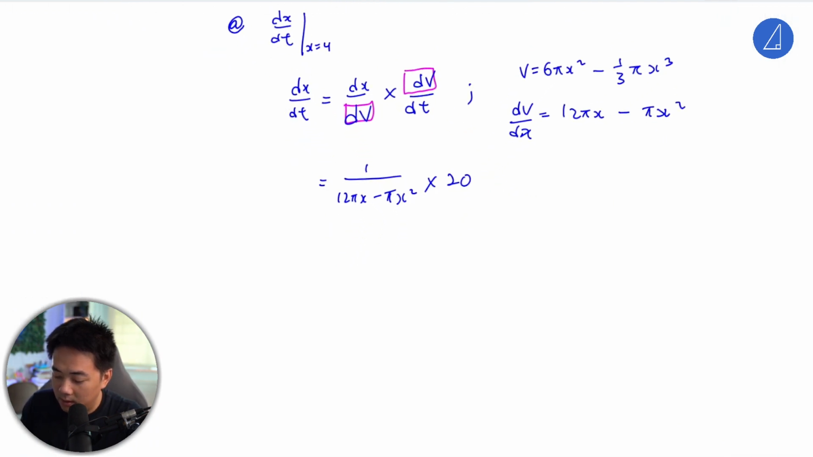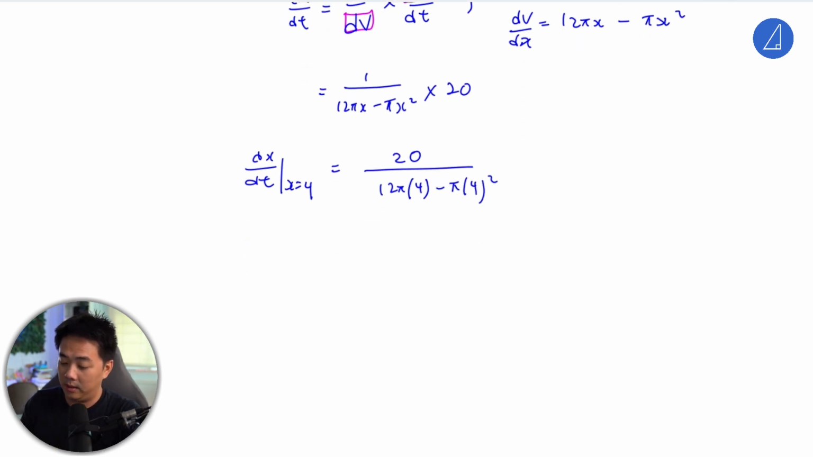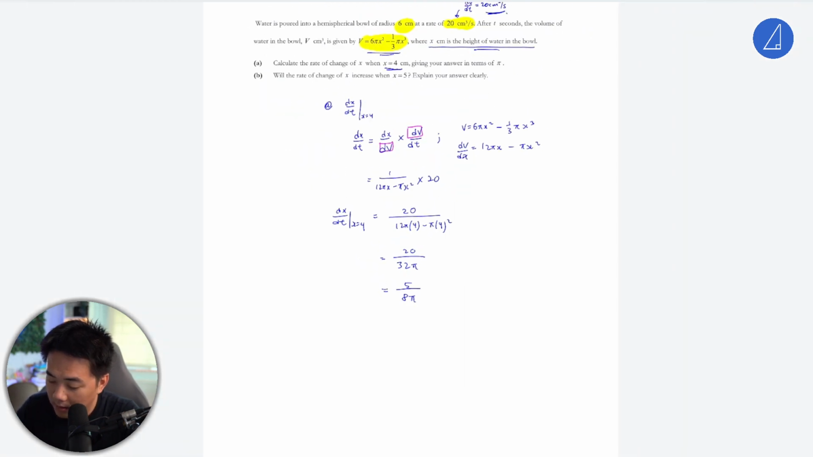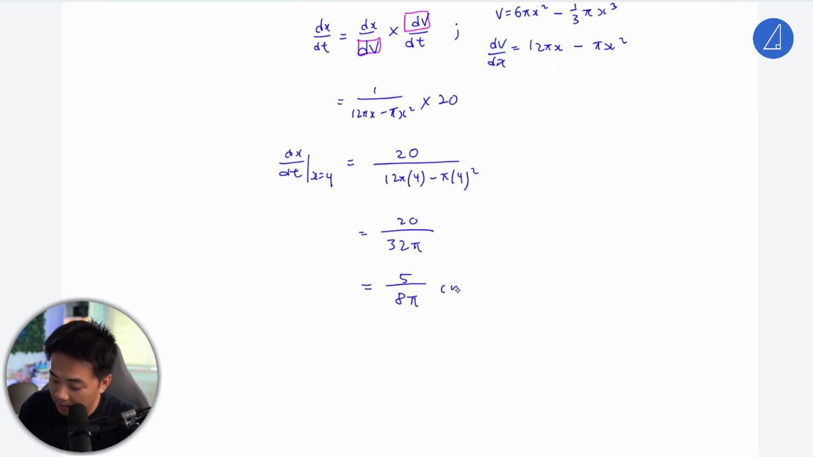So what we need to do is, when x is 4, we use calculator. So dx/dt when x equals 4 will be 20 over 12 pi times 4 minus pi times 4 squared. You need to leave it in pi, so I'm going to just use the calculator for this. It is 48 minus 16, that will be 32 pi, so 20 over 32 pi. That will be 5 over 8 pi. Then that will be in cm per second, because x is in cm, so cm per second.